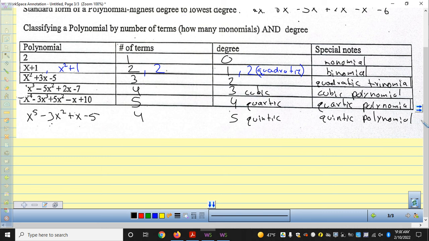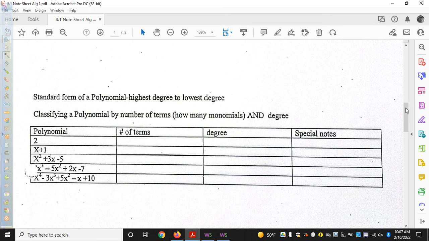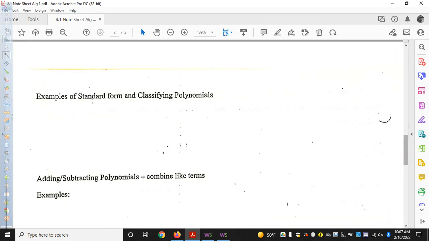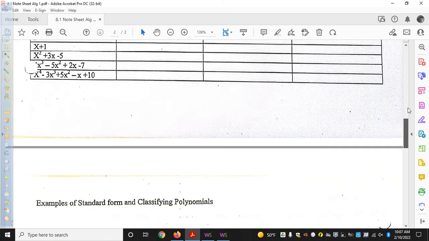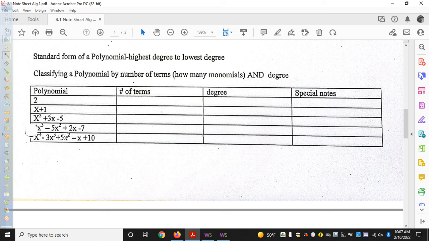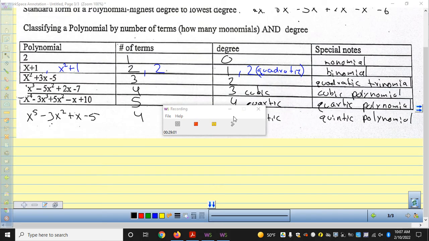All right, the last thing we're going to talk about today, I think this is enough examples of standard form and classifying polynomials. There's a blank on the back of your page that says examples of standard form and classifying. All of these polynomials that we put in our chart are in standard form because they go from highest degree to lowest degree. And we talked about the classification. So I think we're good with the standard form and the classification.